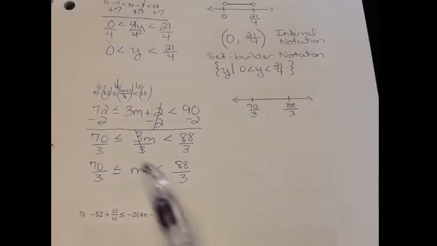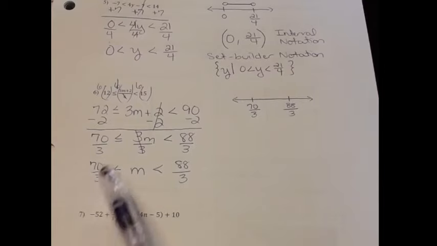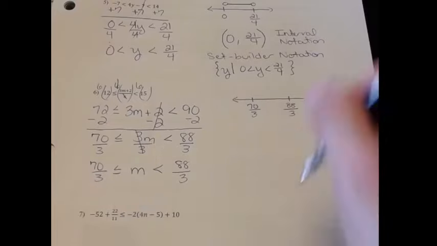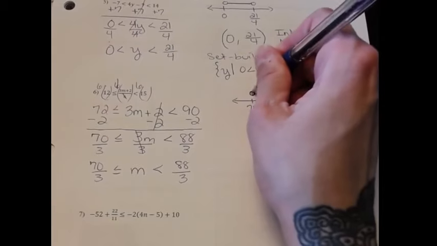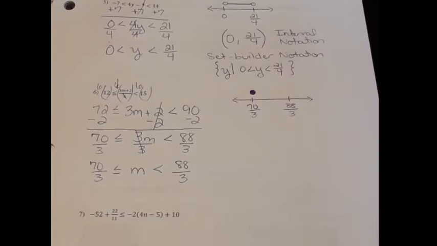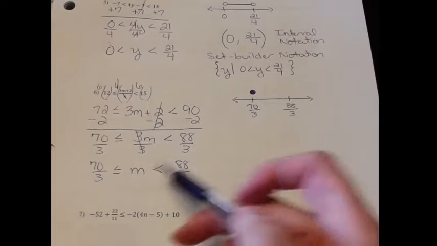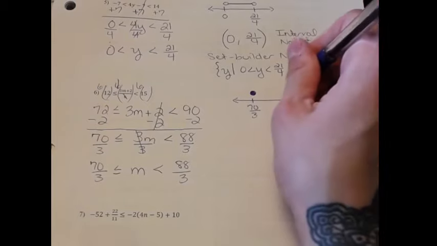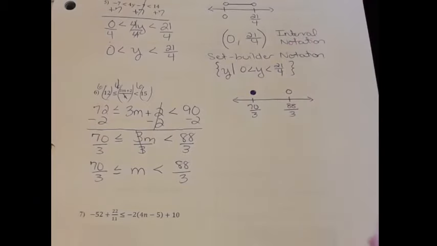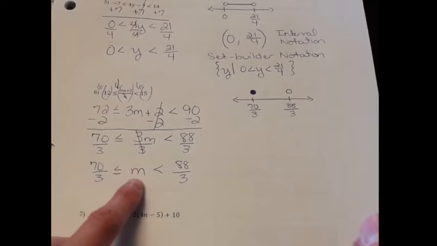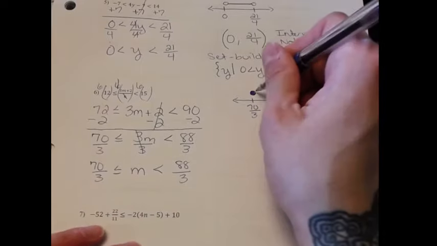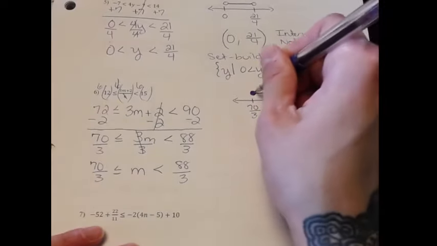Let's look at our inequality symbols here. If 70 over 3 is less than or equal to m, then we know because of the equal to part that we're including the 70 over 3. In our second side, m is less than 88 thirds, which means that we are going to approach 88 thirds, but we're not going to include it. So it's an open circle. Because m is larger than 70 thirds, but smaller than 88 thirds, we would shade in between.